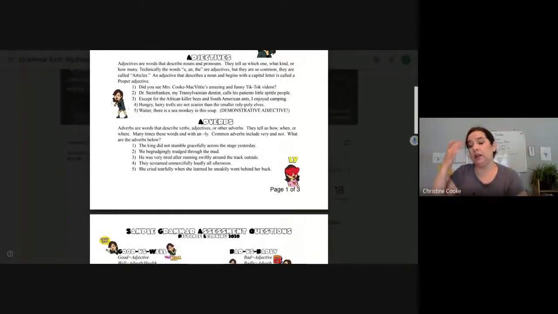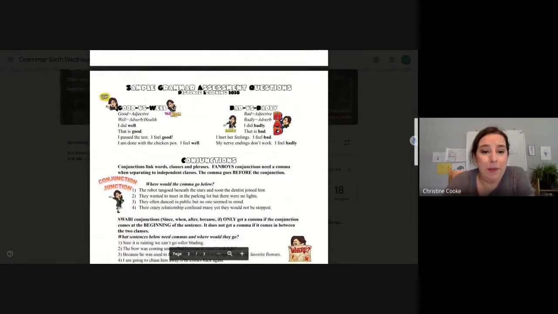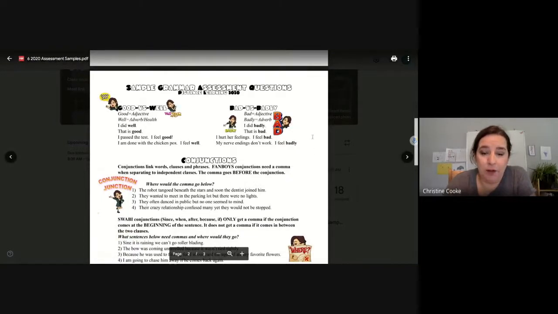Adverbs, we just did a deeper study on those last week, so I feel confident you'll be able to remember that most adverbs end with ly. They tell us how, when, and where something happens, and that words like not, so, very, and often are common adverbs. Good, well, bad, and badly, the section up here.